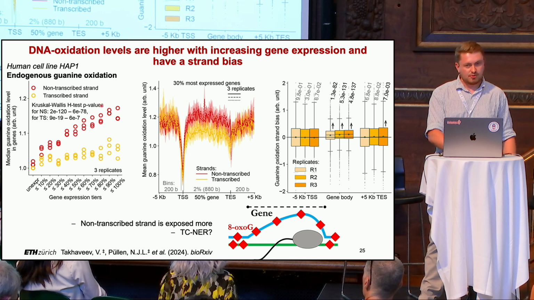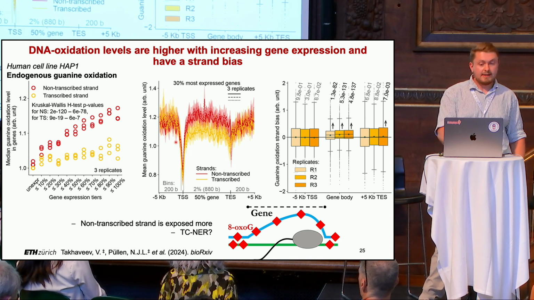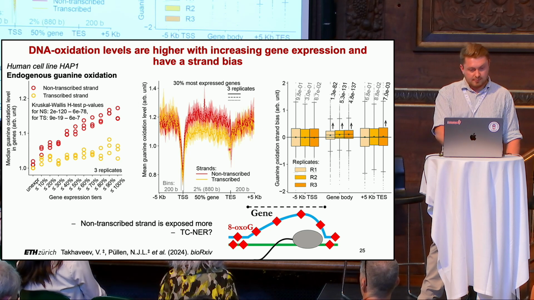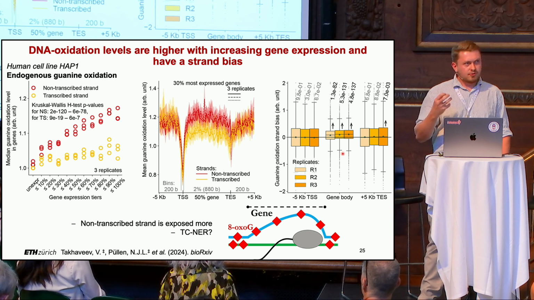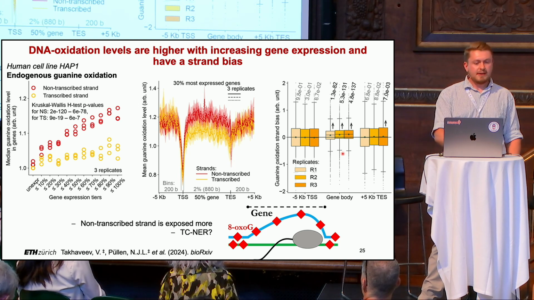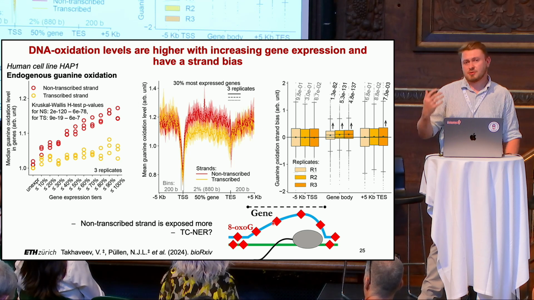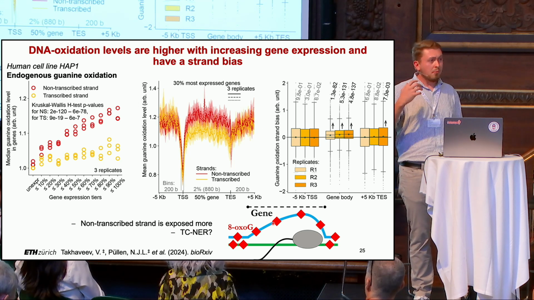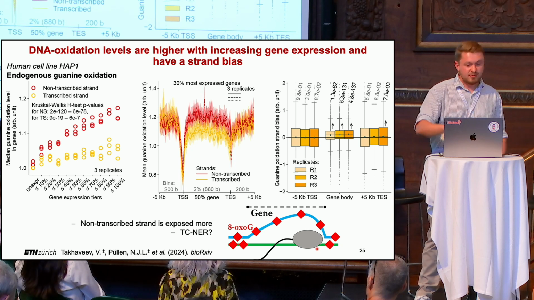Another interesting observation that we made with ClickCode-seq is that with increasing gene expression, the guanine oxidation increases on the non-transcribed strand compared to the transcribed strand of genes. And this is seen also here, throughout the gene body, and evaluated here statistically. A reason for this may be the fact that the non-transcribed strand during transcription is exposed as a single strand more than the transcribed strand, which is in the R-loop structure.